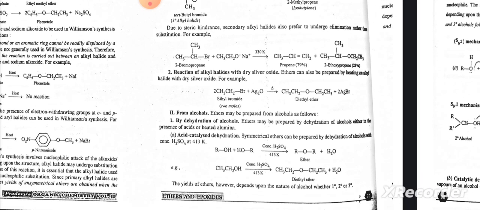From alcohols: ethers may be prepared by the dehydration of alcohol either in the presence of acids or heated alumina. Symmetrical ethers can be prepared by the dehydration of alcohols with concentrated H2SO4 at 413 K. 2 moles of ROH with concentrated H2SO4 at 413 K give rise to ROR plus H2O. CH3CH2OH in the presence of concentrated H2SO4 at 413 K gives rise to diethyl ether.